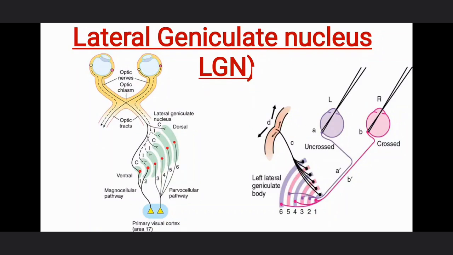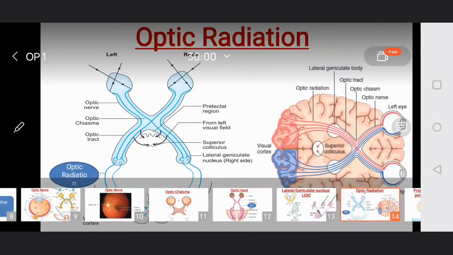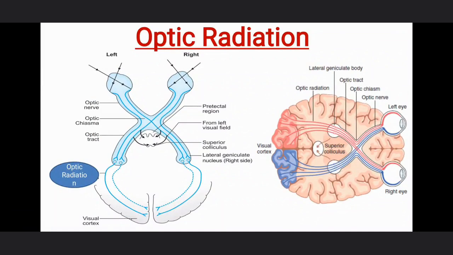Okay, so with this we have completed the lateral geniculate nucleus. Now coming to the optic radiation. It is the last relay of fibers from the lateral geniculate nucleus, passing through the posterior limb of the internal capsule to form the optic radiation. The optic radiation terminates in the primary visual area, area number 17 in Brodmann's classification. From there they pass to the visual association areas, 18 and 19.